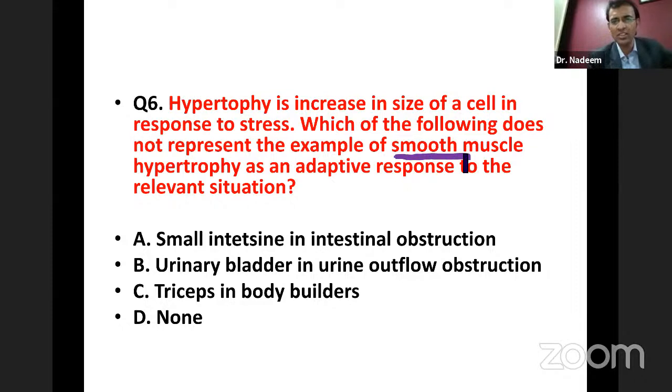A small intestine in intestinal obstruction. A urinary bladder in urine outflow obstruction. Yes, smooth muscle. What about the triceps? This is a skeletal muscle, right? So the answer is C only. Even like what the bodybuilders are doing in the gymnasium, whenever they are building their body, due to exercise, due to a stress, there will be hypertrophy. Hypertrophy means increase in size and function, right? Now, the triceps is not a smooth muscle. So the answer is C only, right?